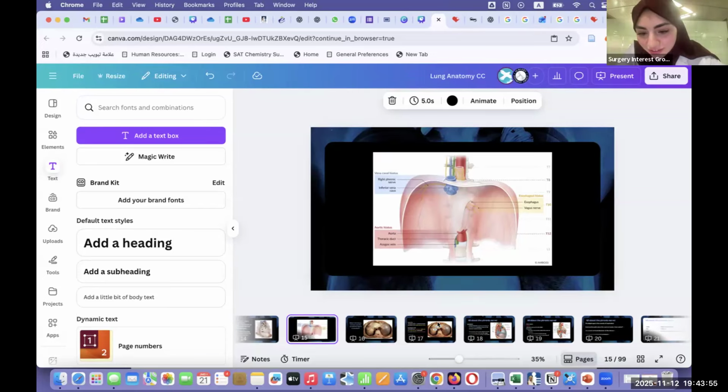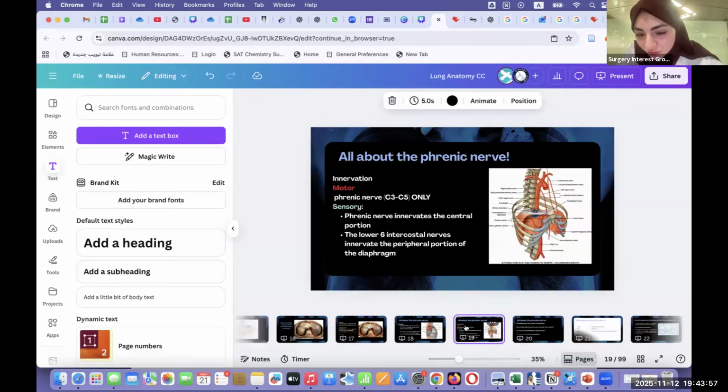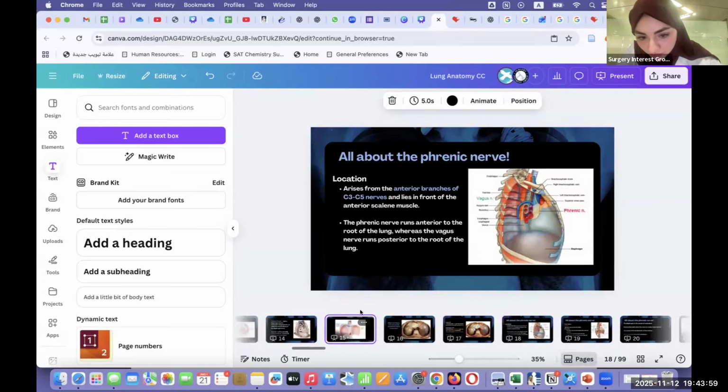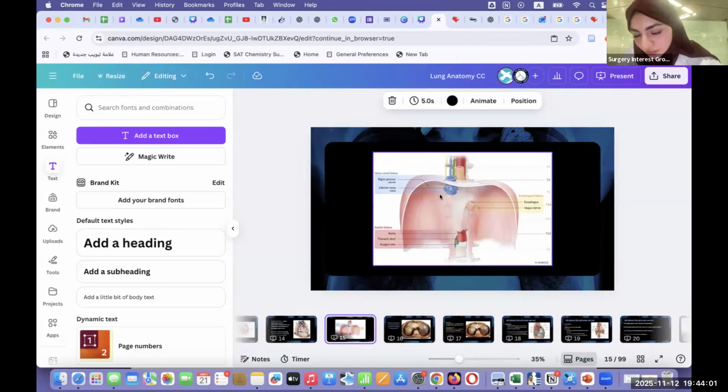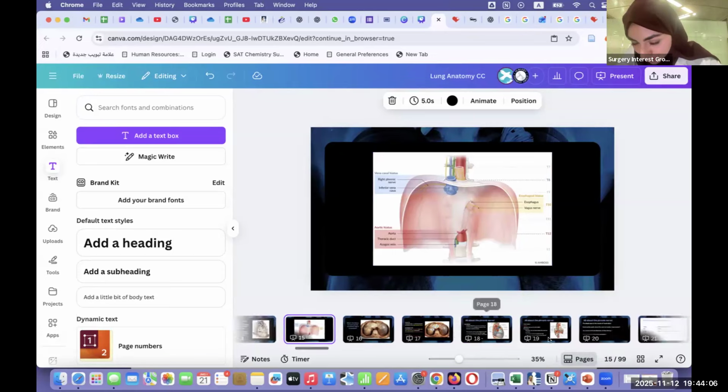Yeah, so sorry guys. I confused you. The IVC is on the right. All of this is on the right. Wait, hold on. I'm confused. What's the confusion, guys? IVC is on the right. Azygous vein is on the left, I believe, with the aorta.